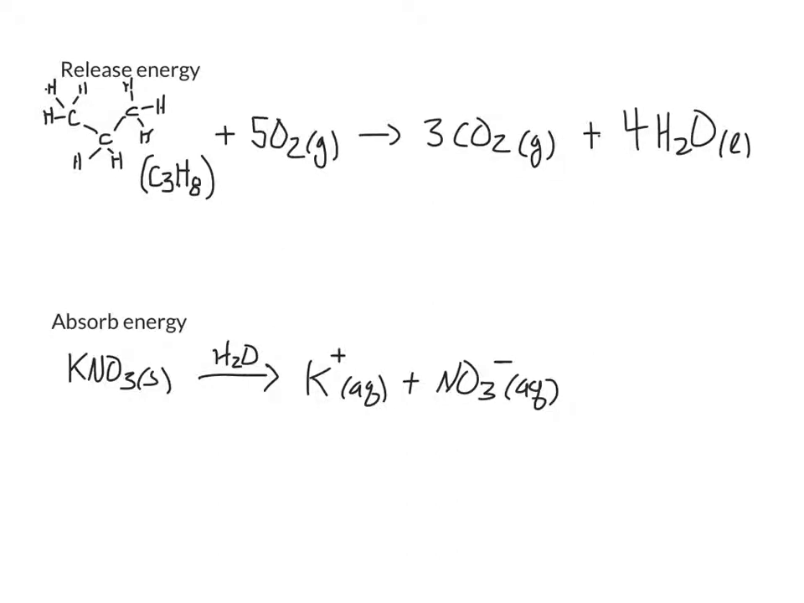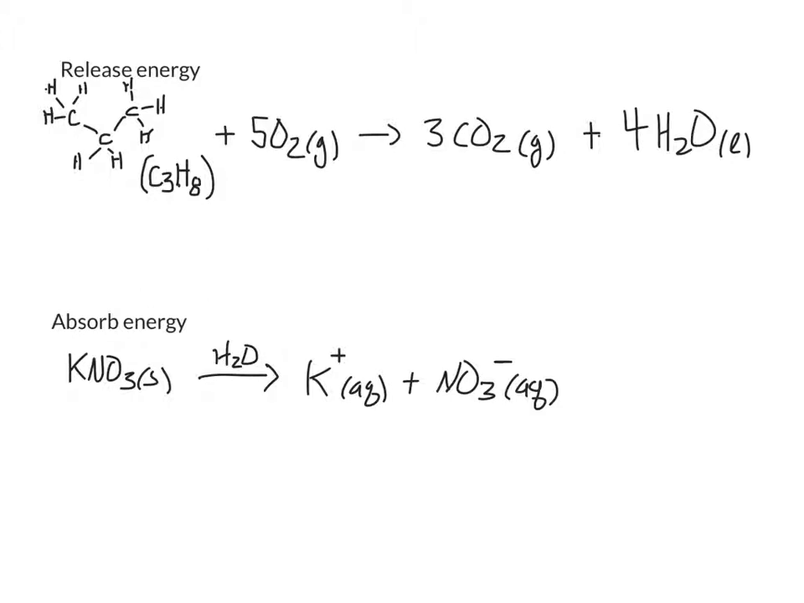You already know that some chemical reactions release energy and some absorb energy. Here are two examples. The first chemical reaction releases energy. It's pentane reacting with oxygen and forming carbon dioxide and water. The reaction below absorbs energy when it occurs. Potassium nitrate, the solid salt form, when it dissolves in water, forms potassium ions and nitrate ions. That reaction absorbs energy.